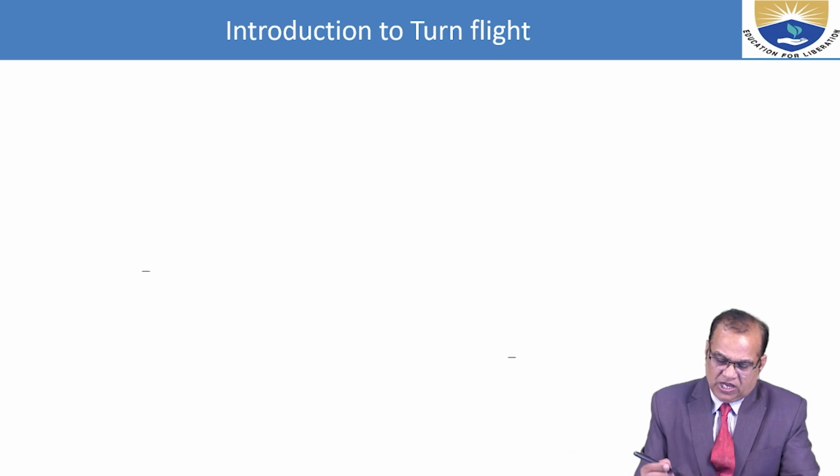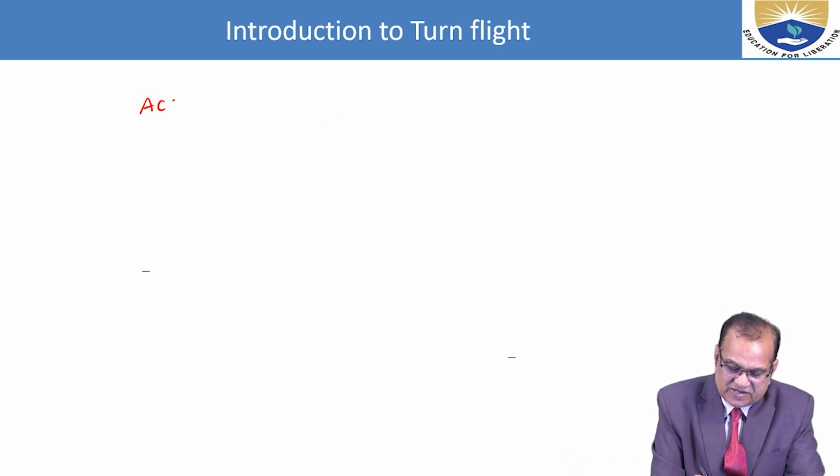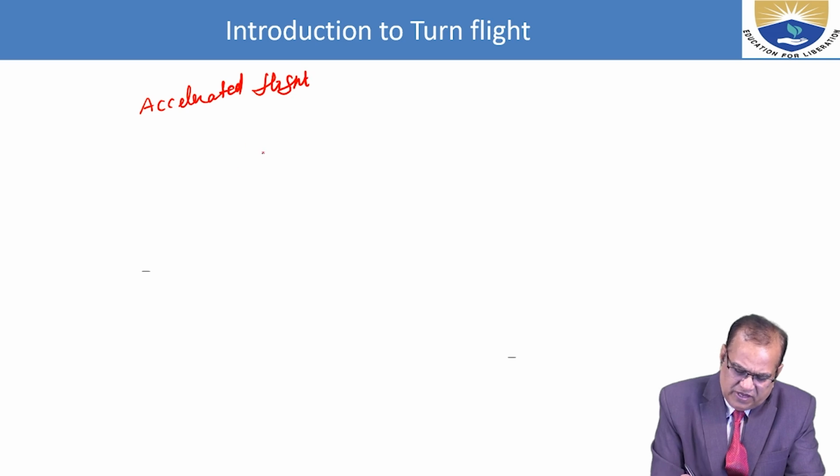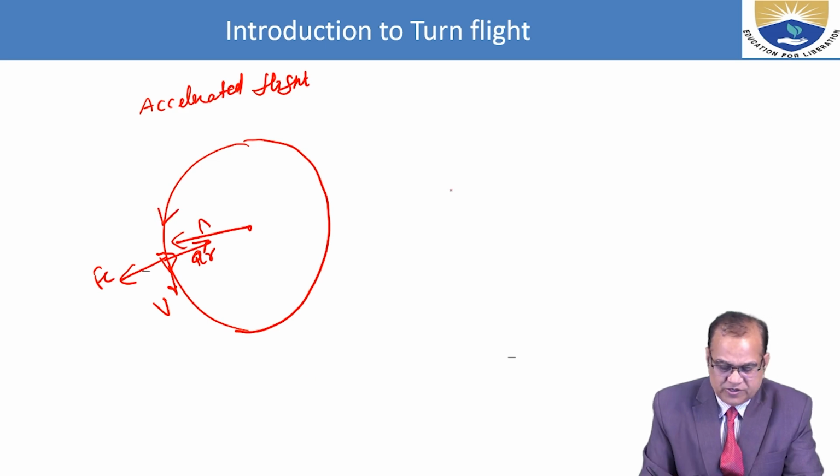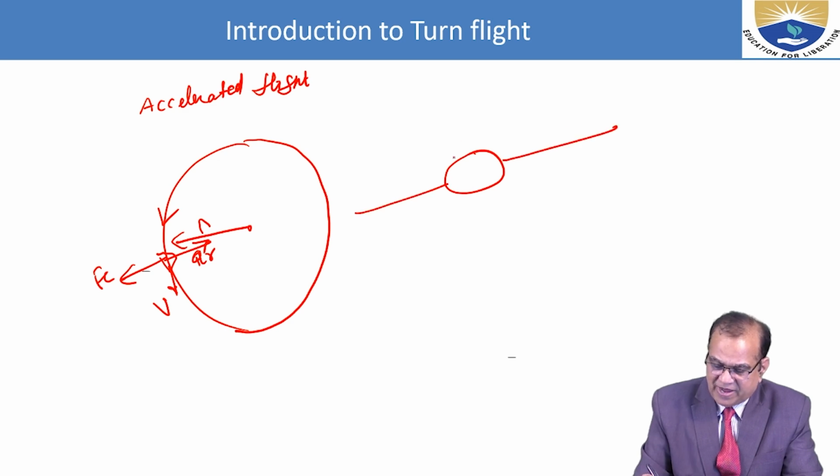In turn flight, we have discussed that it is an accelerated flight. If you see this is your turn, at every time you have the velocity V, there is a radius R and there is a force Fc. This is the acceleration AR, and there will be a Fc. This force will be acting when you are rotating like this. This will happen once you are having some bank angle.